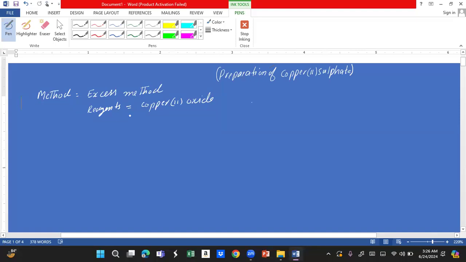That's it. The second reagent is an acid, which is clear from the word sulfate. Sulfate comes from sulfuric acid. You know the formula of copper(II) oxide, that is CuO, and for sulfuric acid it is H2SO4. So first we need to make a chemical equation.